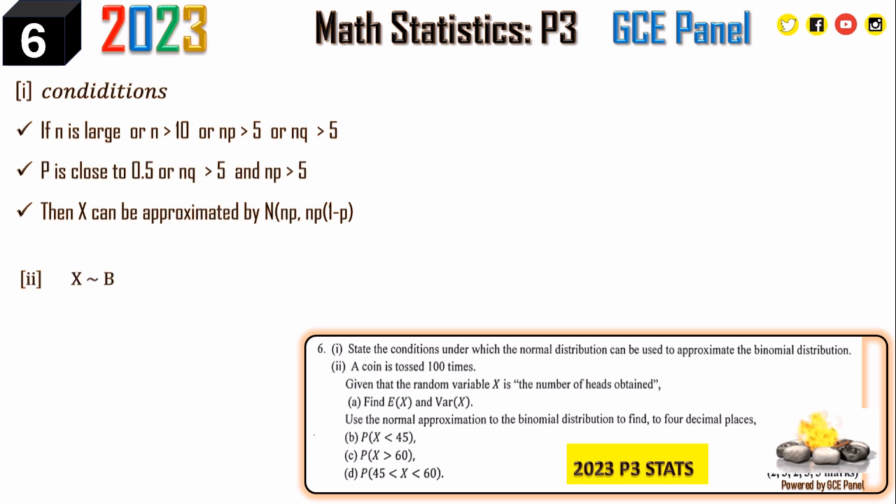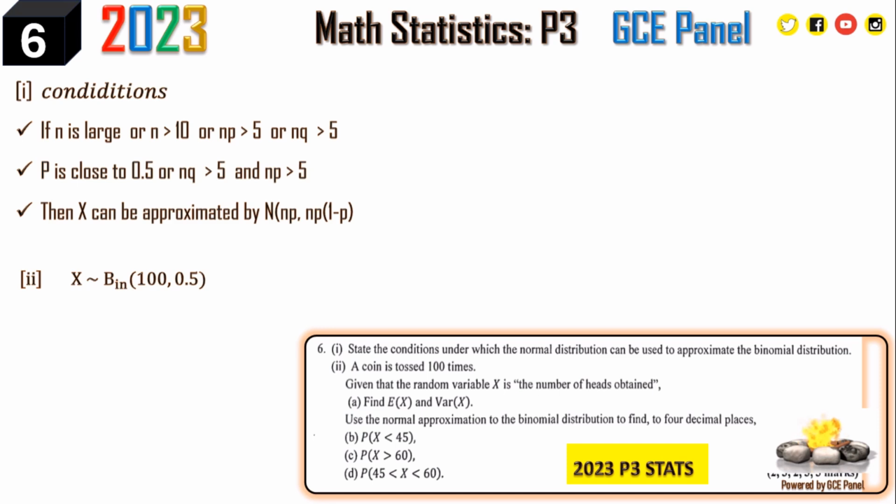Now, sub 2. A coin is tossed 100 times. Given that the random variable x is the number of heads obtained, find the expectation of x and the variance. Since they just said a coin is tossed 100 times, they have not told us if the coin is a fair coin or a biased coin. So the assumption is a fair coin, because if the coin was biased, it must be mentioned. For a fair coin, the probability of obtaining a head is equal to the probability of obtaining a tail, which is equal to 0.5.